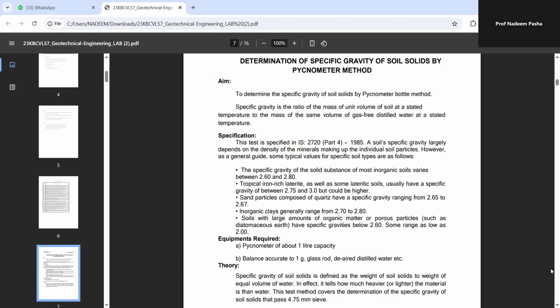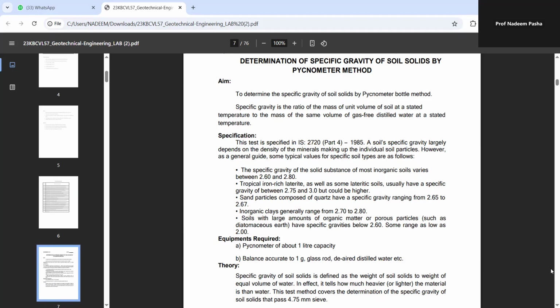So, what are the specifications? This test is specified in IS 2720 Part 4 1985. A soil's specific gravity largely depends on the density of the minerals making up the individual soil particles. However, as a general guide, some typical values of specific gravity for soil types are as follows. For performing this test, you can use IS code 2720 Part 4 1985. As a general guide, you can classify the specific gravity into different types.